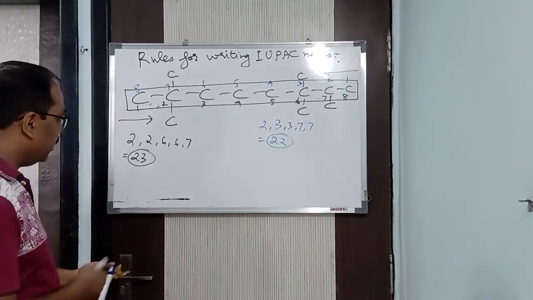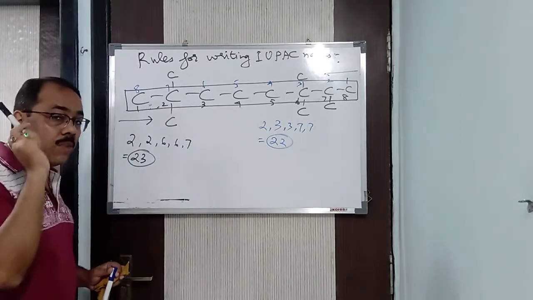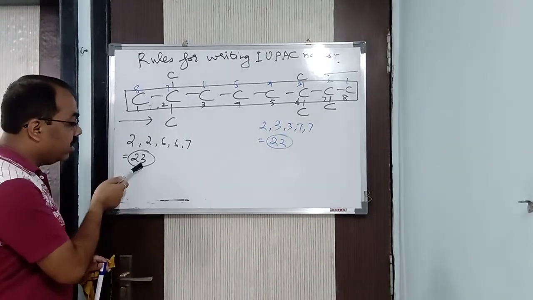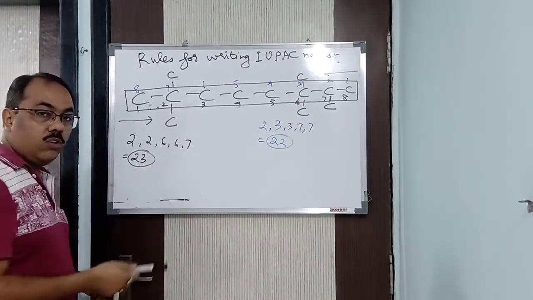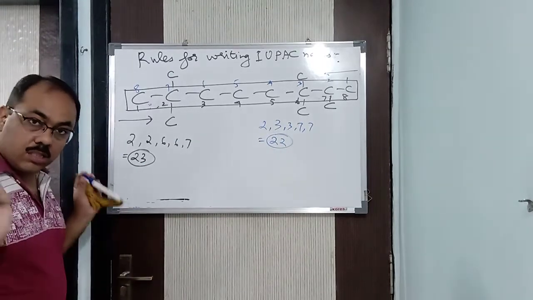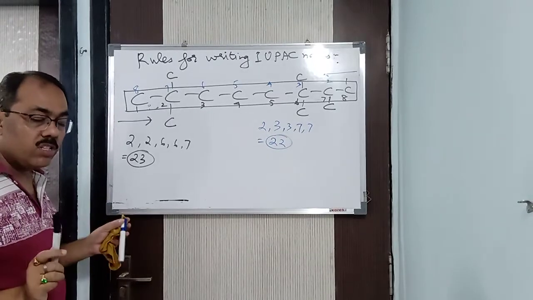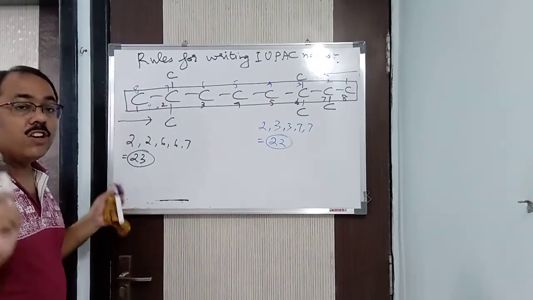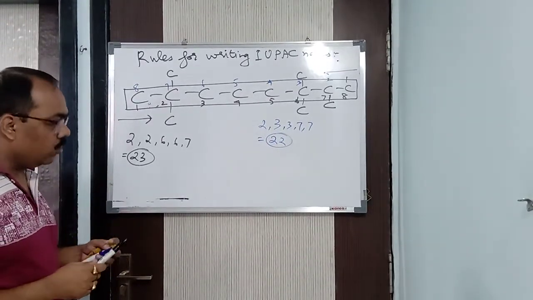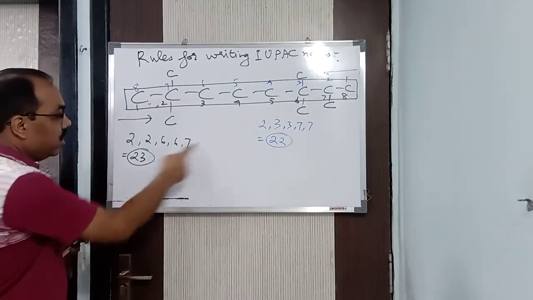So hence here the lowest sum of locants rule fails, because 23 is a higher number I am taking and 22, the lower number, I am not taking it. Did you get this point in mind? So hence what should we do? Should we go for the lowest sum of locants rule or should we go for the first point of difference rule? We should go for the first point of difference rule, because here it is a failure.